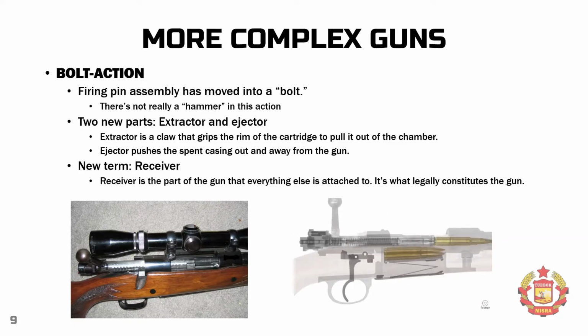Bolt actions are kind of the next evolutionary step, you could say. The firing pin assembly is moved to a bolt now instead of being its own thing and being struck by the hammer. There really isn't a hammer in this action. It's more of a striker system, and we can see that on the bottom right diagram. The bolt is that long metal tube, I guess, that moves backward and forward, pulls a round out of the internal magazine and feeds it into the chamber.